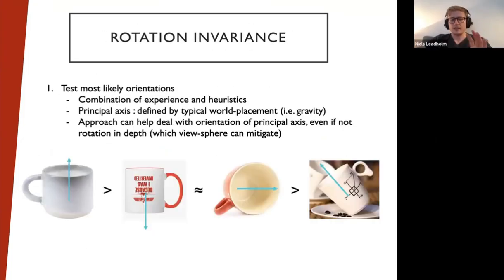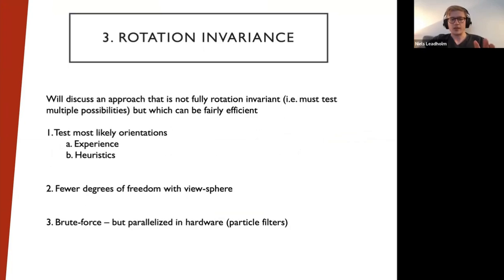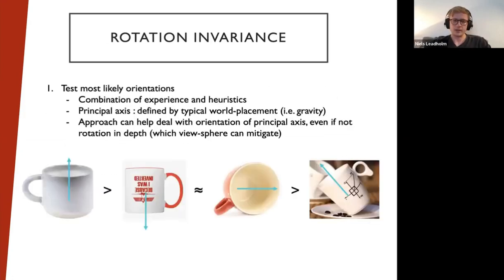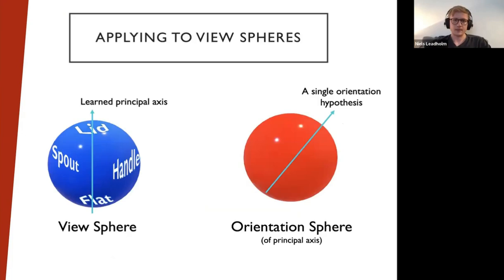But yeah, basically, what I'm trying to get across is that the first stuff I discussed, about testing most likely orientations and heuristics, is more general and isn't specific to the view sphere. But what I was trying to get across was that if we adopt this approach, we can reduce the degrees of freedom that need to be considered, which can make the system faster, no matter how it's implemented.